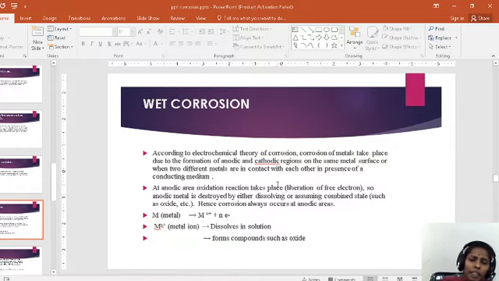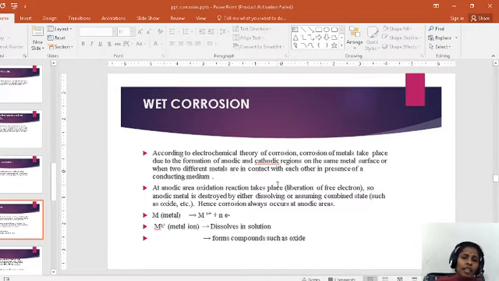So when the metal is exposed to moisture, some of the metal reacts with the moisture and the remaining metal does not react with the moisture. That means on the same metal we have two different types of portions. One acts as the anode and the other acts as the cathode.